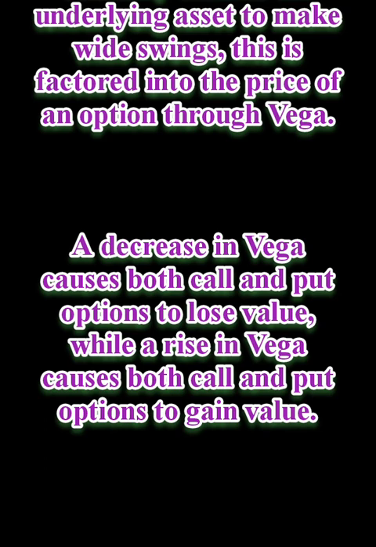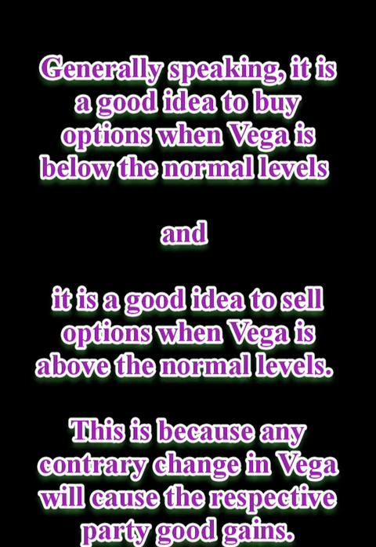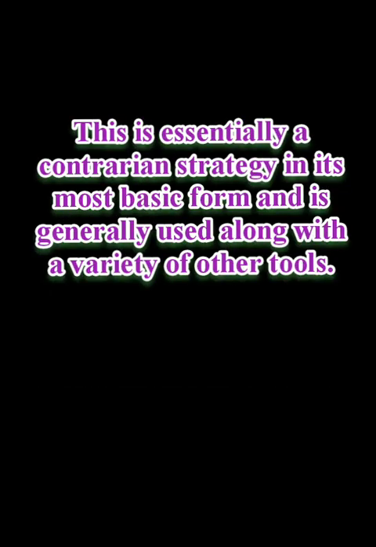A decrease in vega causes both call and put options to lose value, while a rise in vega causes both call and put options to gain value. Generally speaking, it is a good idea to buy options when vega is below normal levels, and it is a good idea to sell options when vega is above normal levels. This is because any contrary change in vega will cause the respective party good gains. This is essentially a contrarian strategy in its most basic form and is generally used along with a variety of other tools.